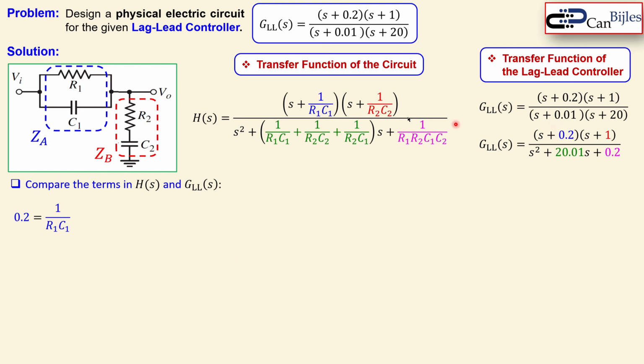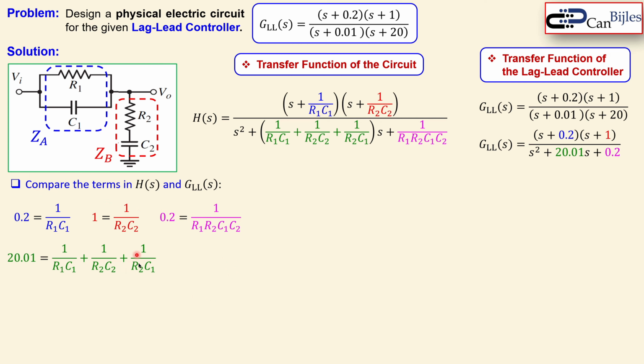So 1 over R1 times C1 is already 0.2, that's shown. The next one is 1, equal to this, the red one. And the green one here, the 20.01, is that complete expression in here. And we have also the fourth one, so 0.2 is equal to this expression, the product. Now it looks like we have 4 equations, so we can use this and get 4 unique values for the resistors and the capacitors, because we have 4 unknowns. And we have 4 equations.